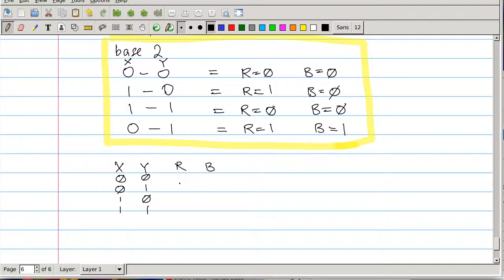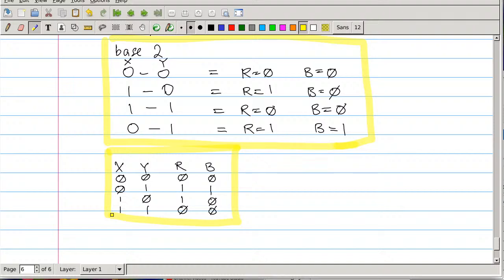0 minus 0 has a result of 0. 0 minus 1 has a result of 1. 1 minus 0 has a result of 1. 1 minus 1 has a result of 0. 0 minus 0 does not need to borrow anything. 0 minus 1 needs to borrow. 1 minus 0 does not need to borrow. And then 1 minus 1 also does not need to borrow. So I just converted that into what seems to be a truth table. So now we are focusing on this little table here.